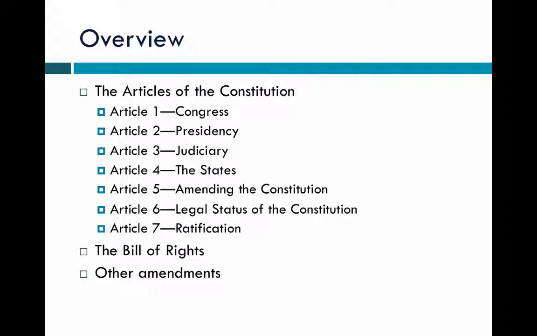So the Constitution is composed of two main parts, the Articles and the Amendments. You could really break it down into three: the Articles, the Bill of Rights, which is the first 10 amendments, and all of the other amendments. So we're going to briefly go through all of these so you have a framework and an outline of how the Constitution works.